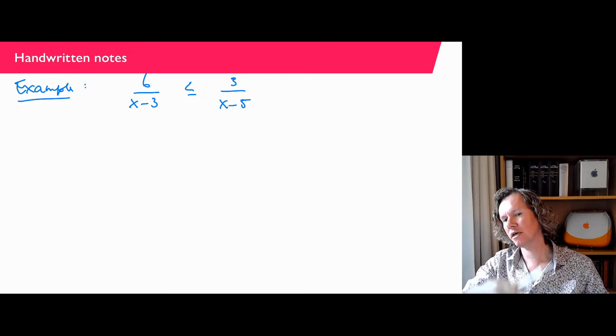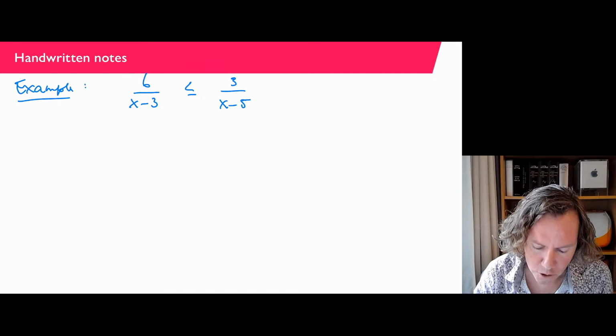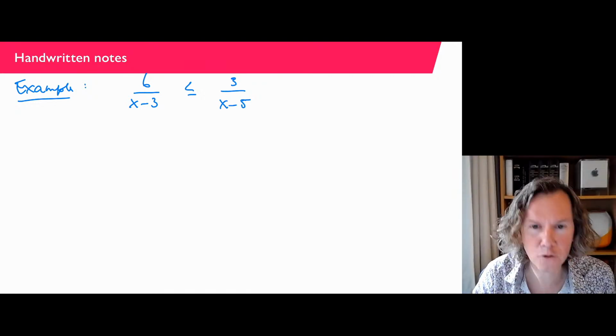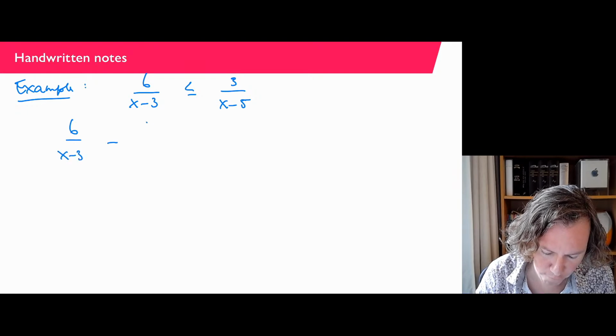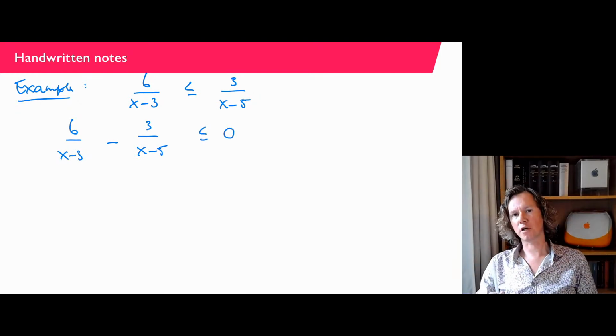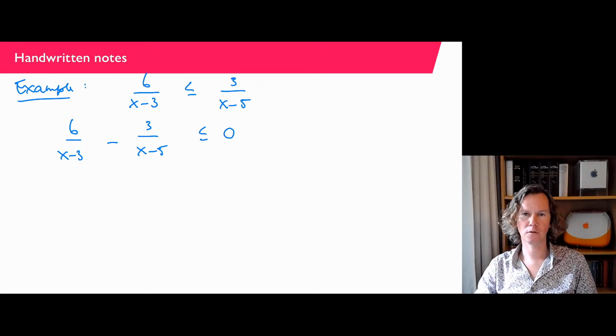Is it positive? Is it negative? Also the sign of x minus 5, we haven't got a clue. So the way to do this is move everything to the left side. So 6 over x minus 3 minus 3 over x minus 5 is less or equal 0. So that's the first step. We want 0 on the right side of the equation. We move everything to the left.